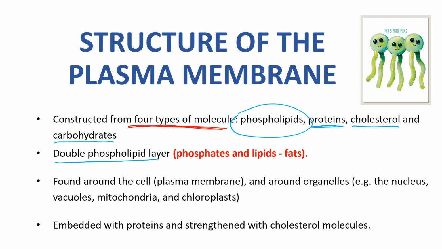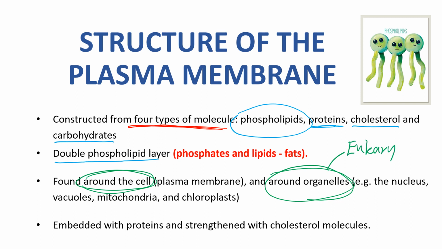So remember, what does the plasma membrane actually do? It's found around the outside of every cell, and it's around the larger organelles in eukaryotic cells only. Remember, that's the definition of a eukaryotic cell: if it has membrane-bound organelles, it's eukaryotic. They're the cells that evolved later, and they're much more complex than prokaryotes. And then, like I just mentioned, in the cell membrane, there's proteins and there's cholesterol as well.